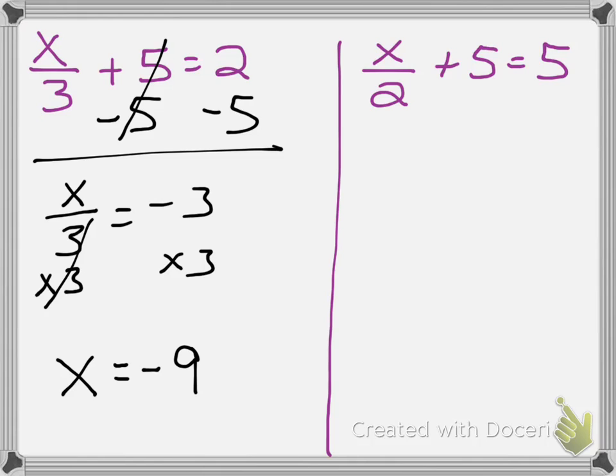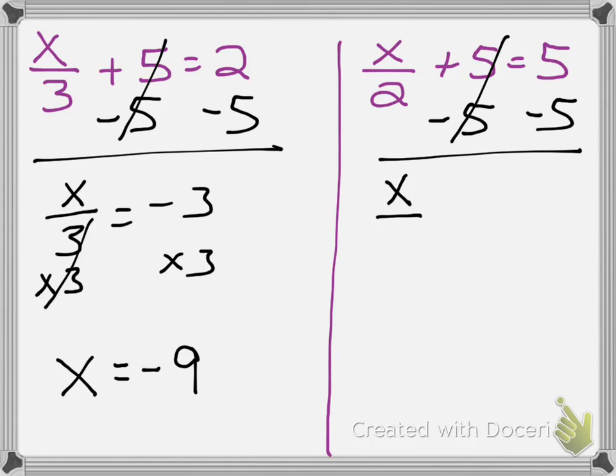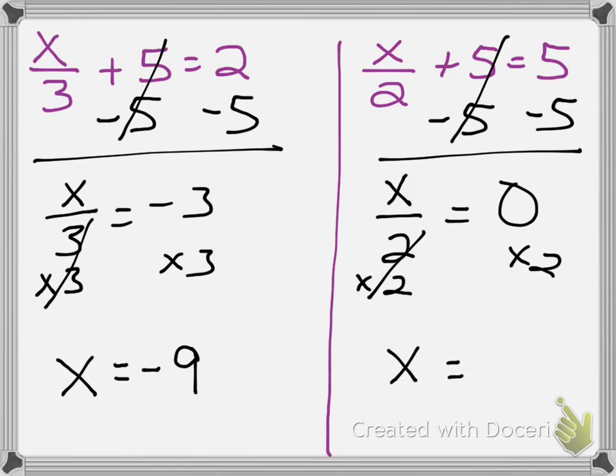My next equation, I'm going to subtract 5 from each side. They cancel. X divided by 2 equals, I have 5 minus 5, so I'm going to get a 0 on this side. I have to take the 2 over. They cancel. X equals, and 2 times 0 is just 0, so my x is just going to equal 0.